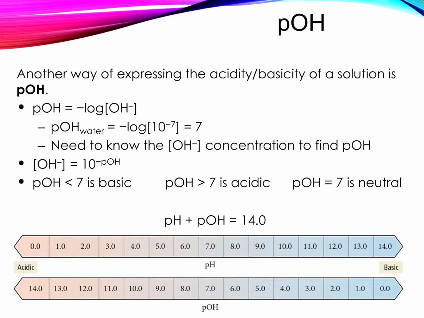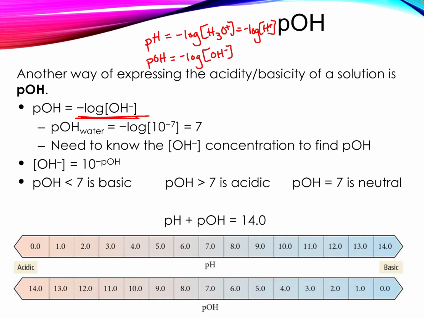So we can also express our pH essentially as pOH, which is the exact same thing as pH, except you're taking the negative log of your hydroxide ion concentration. Okay, so that's where we're getting the pOH versus pH. So pH was the negative log of H3O plus, or you can think of it as the negative log of H plus. Well, pOH is the same thing, except instead you're taking the negative log of the hydroxide ion concentration.